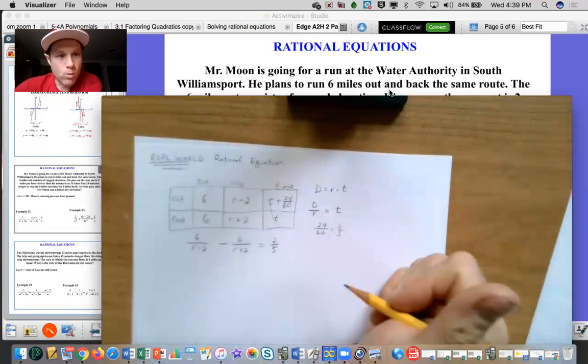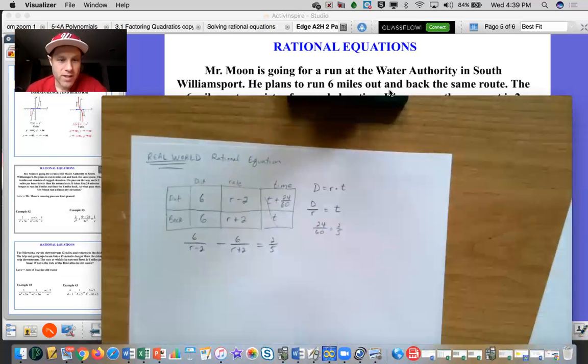Okay, now we have a rational equation. And in order to solve rational equations, you need to make them one-to-one, and then you can cross multiply, right?